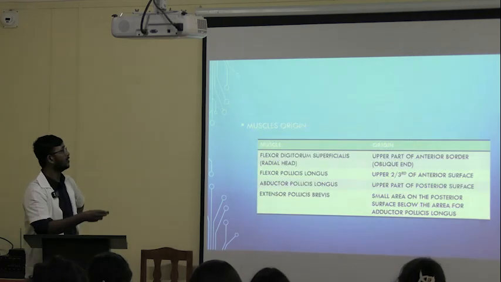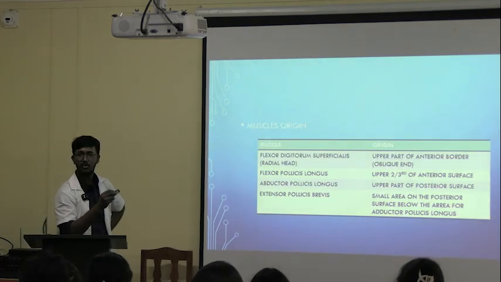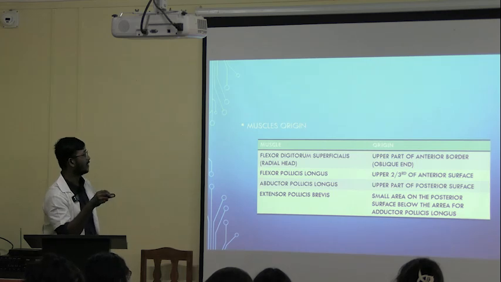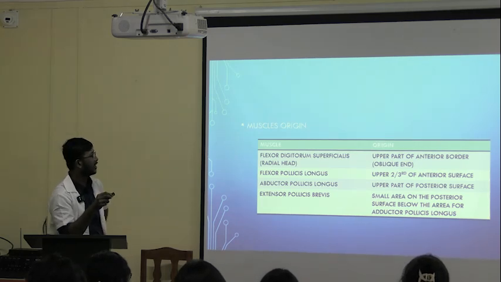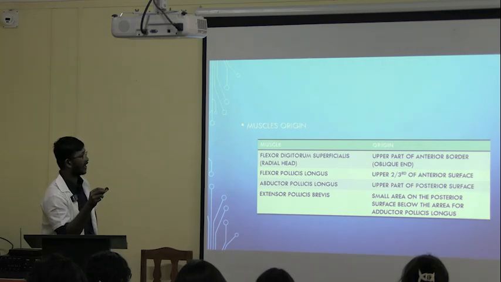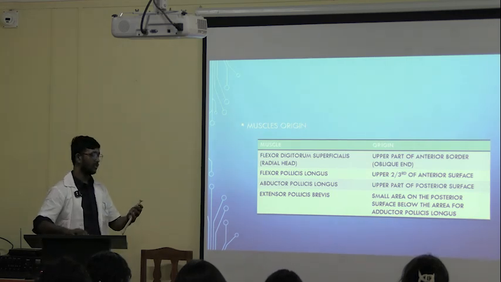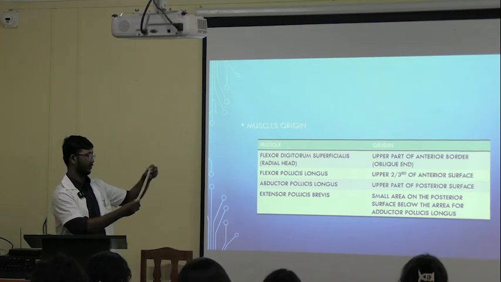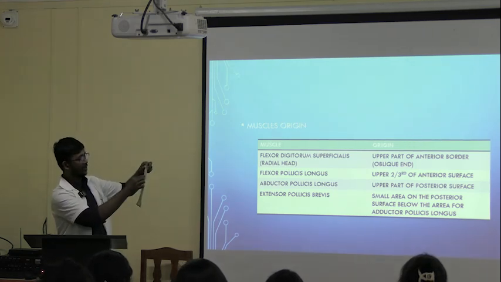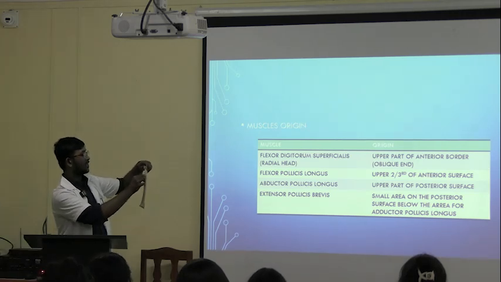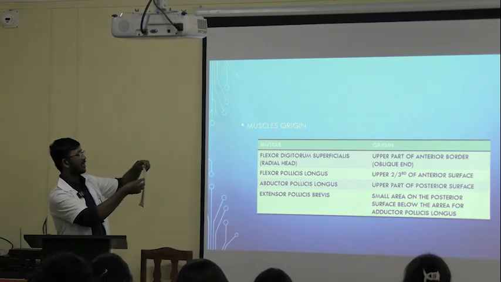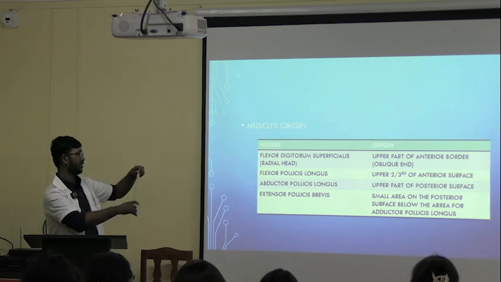Okay. Now muscle origins. Four muscles originate from the radius: flexor digitorum superficialis, flexor pollicis longus, abductor pollicis longus, and extensor pollicis brevis. Now the flexor digitorum superficialis originates from the upper part of the anterior border. So this is the upper part of the anterior border. This is the anterior border. And in the upper part of the anterior border, in this oblique part, the flexor digitorum superficialis originates.